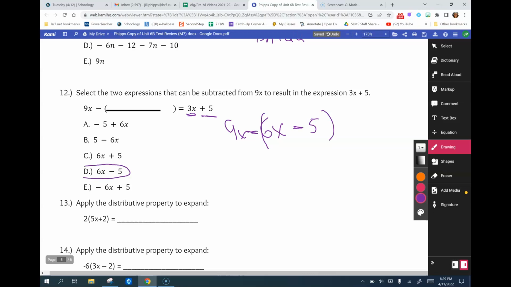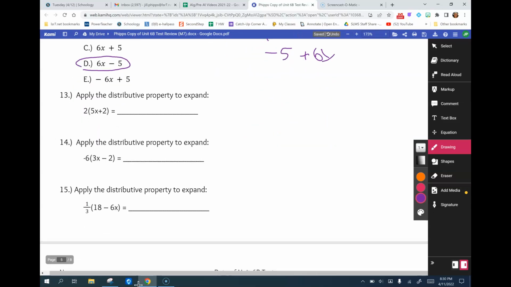There's one of them. Okay, and now just rearrange what I did here. I have 6 minus 5. Isn't that negative 5 plus 6x? Yep. There's my other one. Moving on. Okay, now we get to apply the distributive property.